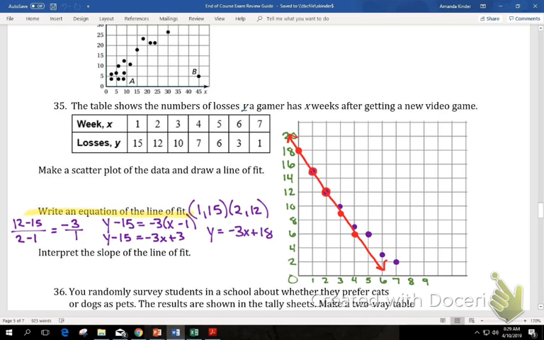The last thing we need to cover, guys, how could I interpret the slope of that line? Well, what is the slope? Negative 3 over 1. What did my y value stand for, or my rise? What did it stand for in the table, guys? Losses. What did my x value stand for? Can someone put that into a sentence for me? This is just like the academics with the absences versus the points. Sam?